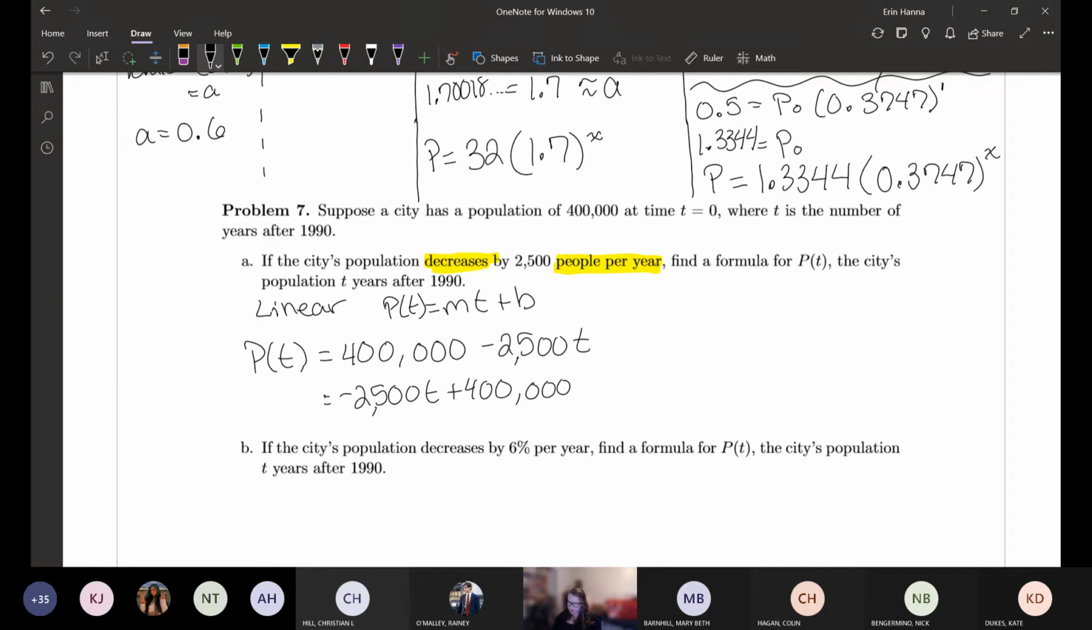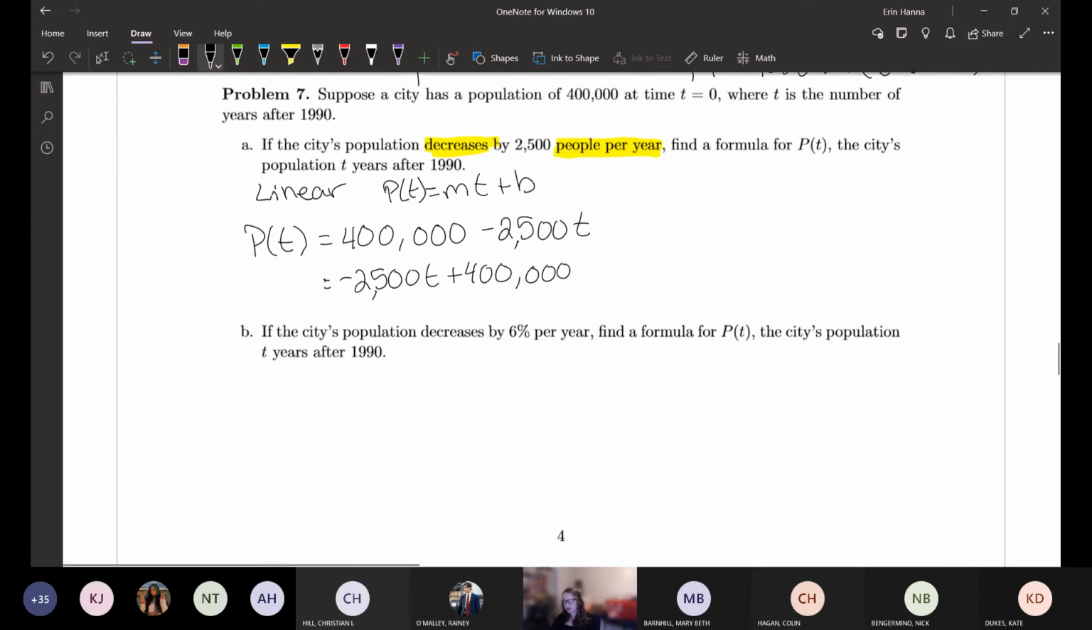So if the city's population decreases, oh, we've got it decreases, yes, by 6% per year, find a formula for P of t, the city's population t years after 1990. So here we have an exponential, and again, it's because of the fact that it's given as a percent, and we also have decreases here, so we have an exponential.